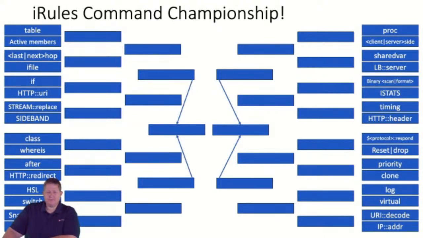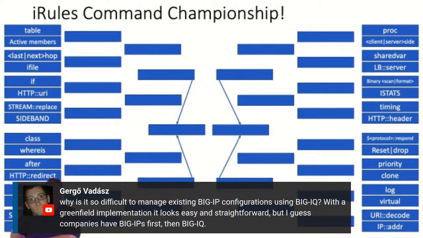And all right, so before we get in there, man, I will butcher that if I try to pronounce your name, but why is it so difficult to manage existing BIG-IP configurations using BIG-IQ? With a greenfield implementation, it looks easy and straightforward, but I guess companies have BIG-IPs first, then BIG-IQ.